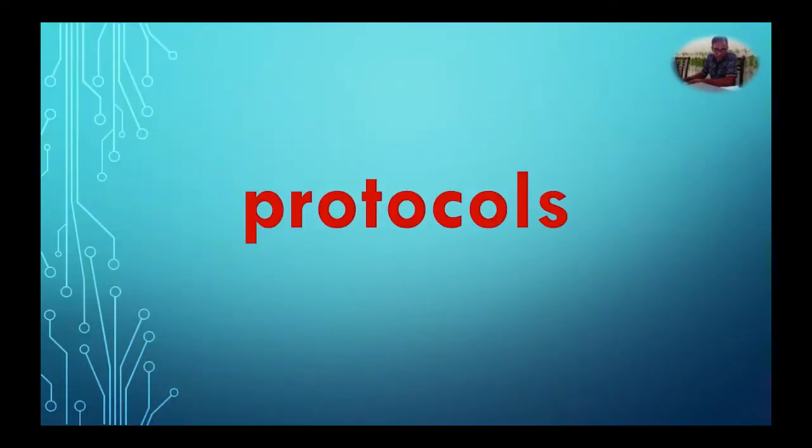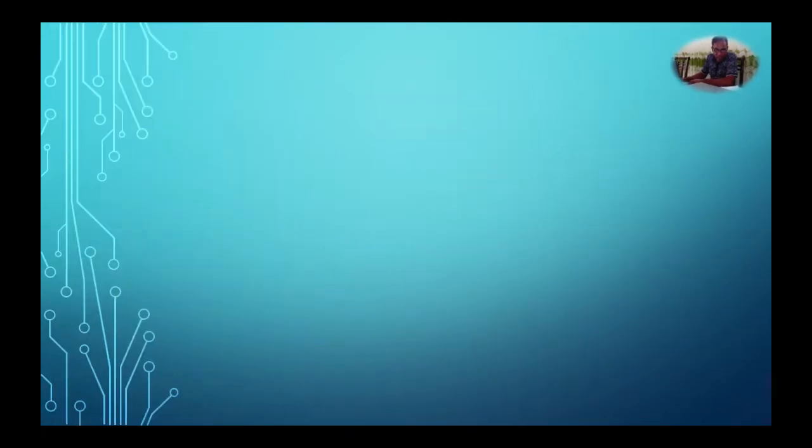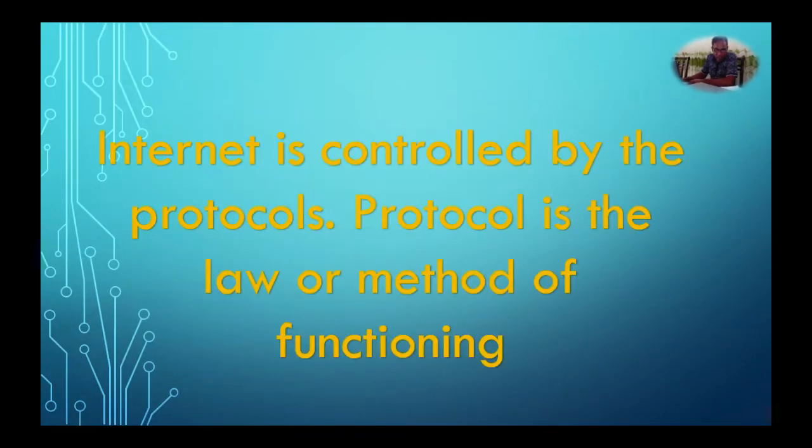So here are the protocols. The internet is controlled by protocols. Protocols are needed because in the internet there is no one to control it. For example, if I want to get some website or video, there is no one to give it to us, so it is controlled by protocols. A protocol is actually a rule or a functioning method. You can understand this clearly when I explain it.